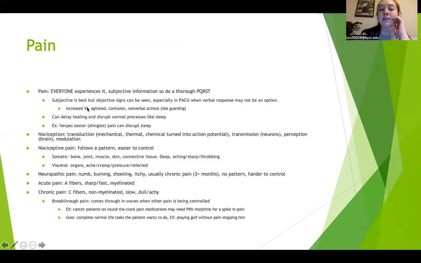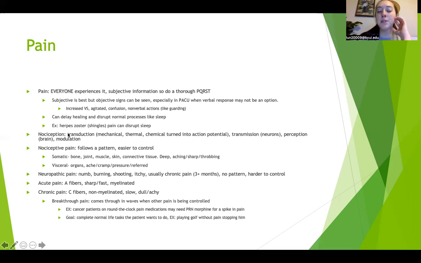So you can see increased vital signs. They're agitated, confused, they're guarding, groaning, stuff like that. Pain can delay healing and disrupt normal processes like sleep. So pain needs to be controlled. Okay. An example is herpes zoster, like shingles. That kind of pain can disrupt sleep. I don't know where I heard that, but I just remember that.